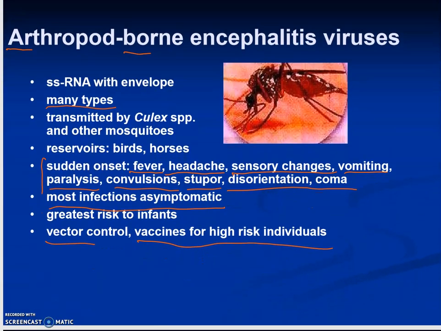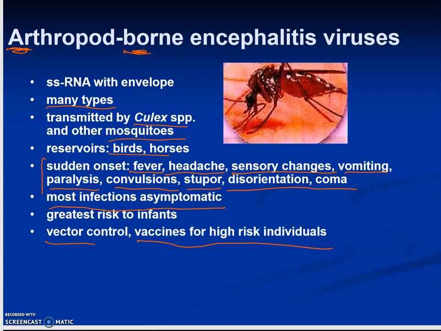Moving on to arthropod-borne encephalitis viruses. They are abbreviated as arboviruses, which comes from arthropod-borne. These are single-stranded RNA viruses with an envelope. There are many types. They're transmitted by Culex species of mosquitoes and other mosquitoes.